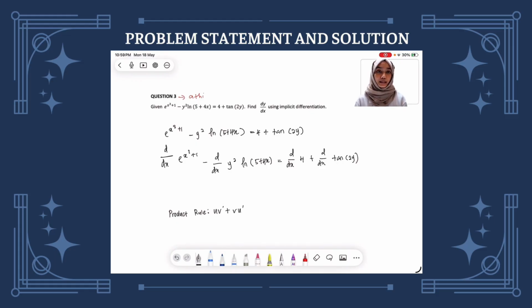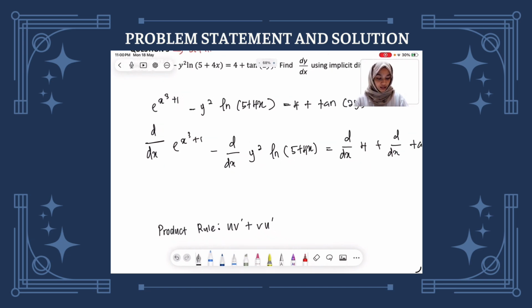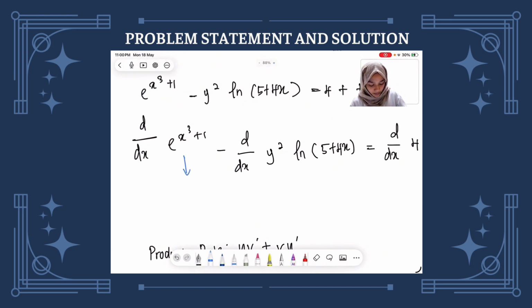So, we know that for implicit differentiation, there are 4 steps. First of all, we need to apply d over dx to the equation, and I have already done that. The first step is we differentiate both sides of the implicit function with respect to x. Next I'm going to differentiate the equation. This is going to be 3x squared e to the power of x cubed plus 1.